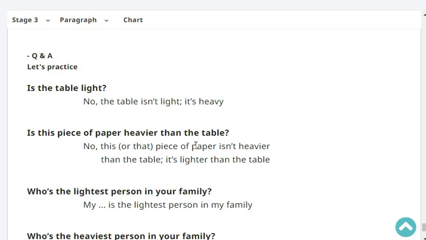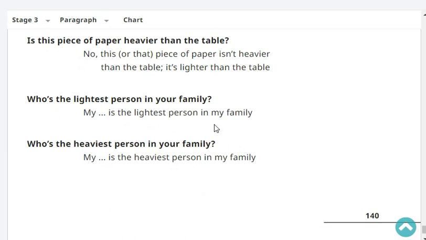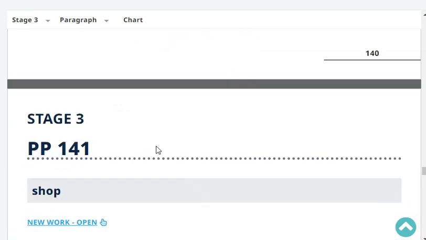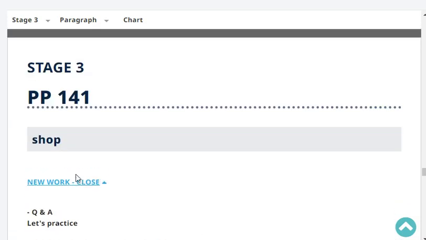Who's the lightest person in your family? My mother is the lightest person in my family. Who's the heaviest person in your family? My father is the heaviest person in my family. Yeah, it's always the daddy. Okay, very good.